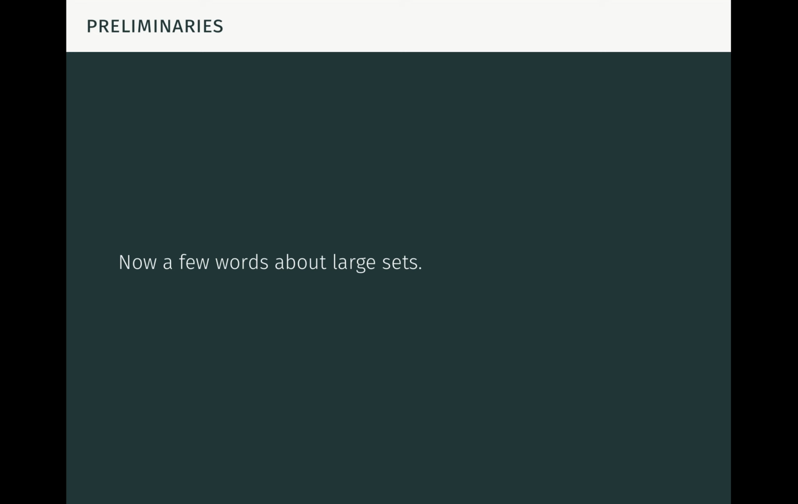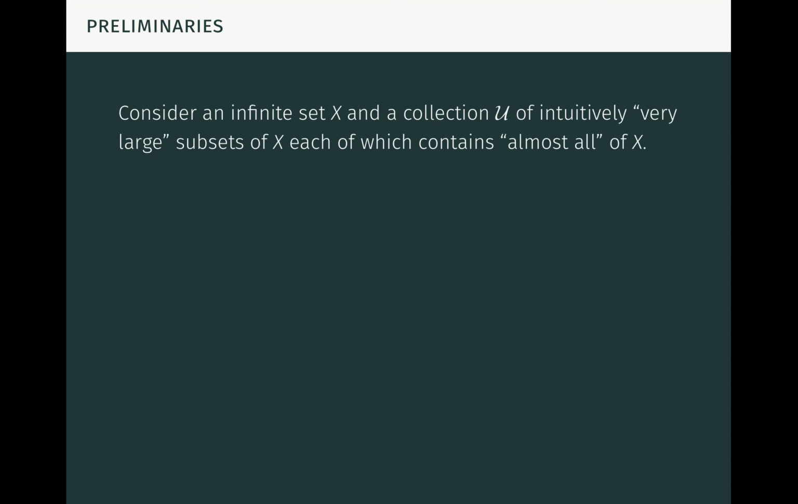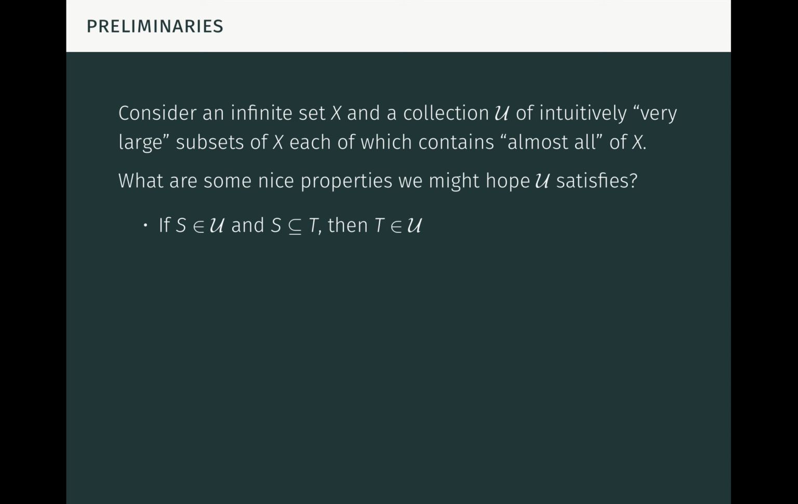That covers the basic algebra that we'll need, but before continuing, I need to say a few words about large sets. So consider an infinite set X and a collection U of intuitively very large subsets of X, each of which contains almost all of X. What are some nice properties that we might hope U satisfies? Well, first of all, if S is in U and S is a subset of T, then it would make sense that T is in U. In other words, supersets of large sets should also be large. Similarly, if S and T are both in U, then it would make sense that their intersection, S intersect T, is also in U. That is, intersections of large sets should be large.